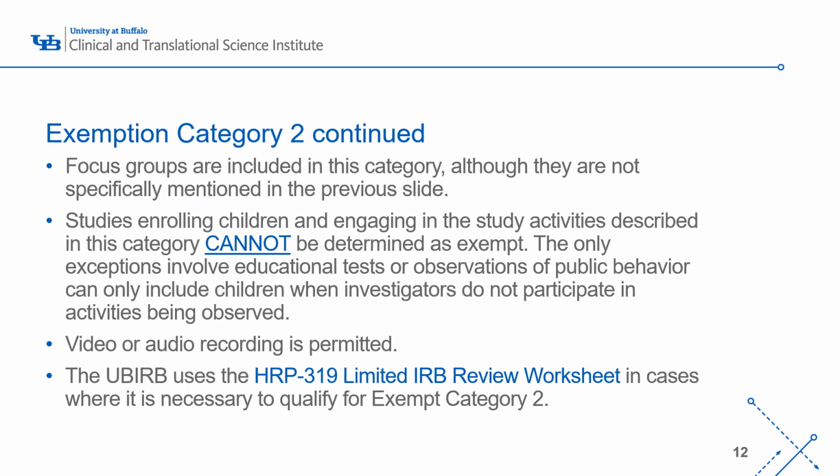Focus groups can also be included in exempt category 2 research, even though they aren't mentioned in the previous slide. Studies that are enrolling children and engaging in the study activities described in this category typically cannot be determined as exempt. There are a few exceptions that involve educational tests or observations of public behavior that can only include children when investigators do not participate in the activities being observed, although this is quite rare at the university.